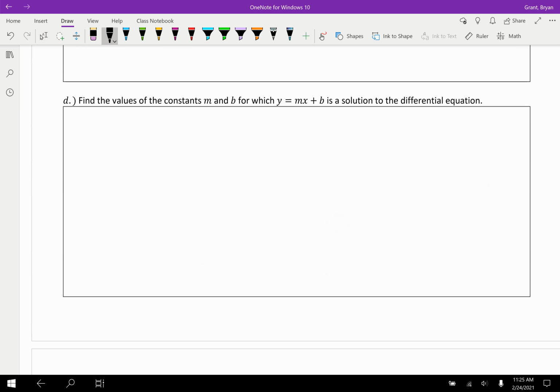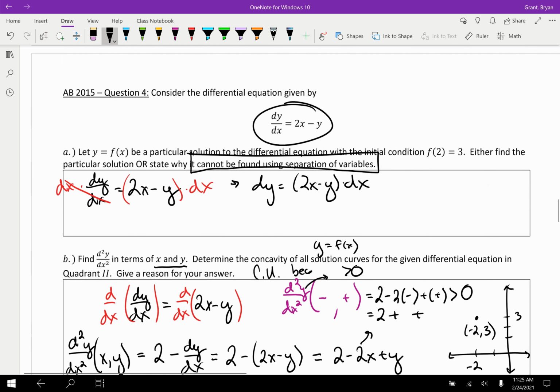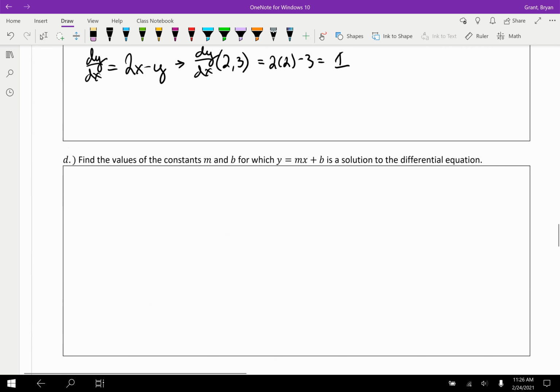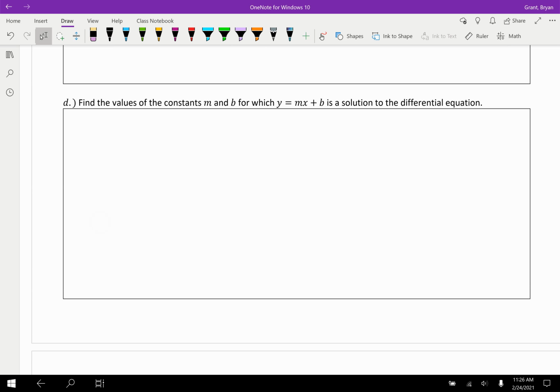So they want us to find a solution to this differential equation. And you might be saying, but how? We can't do the antiderivative. We can't separate the variables. The only technique you taught us doesn't work. Well, they were very clever with this. Find the values of the constants m and b for which y equals mx plus b is a solution.